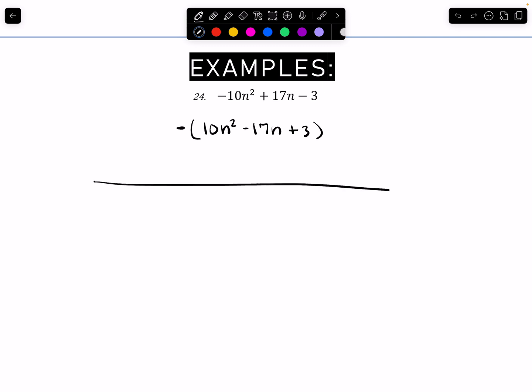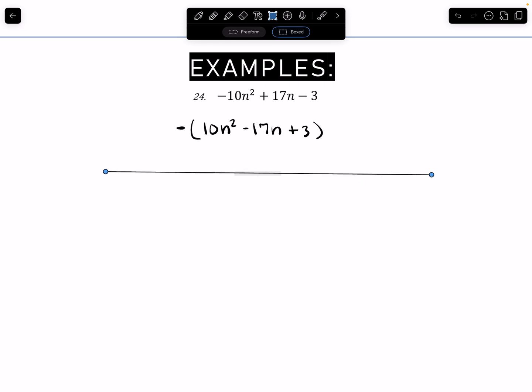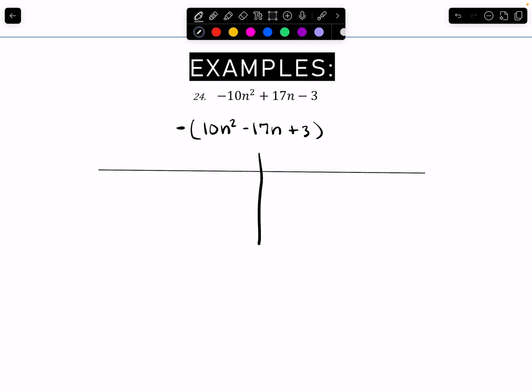And again, we end up in a scenario where there are multiple options to get that first term, that leading term. 10n and n could work, right? So this could factor into 10n plus a number times n plus a number. Or it could factor into 5n plus a number times 2n plus a number. Okay, because those are the options for multiplies to give me 10. So there's two options again here.